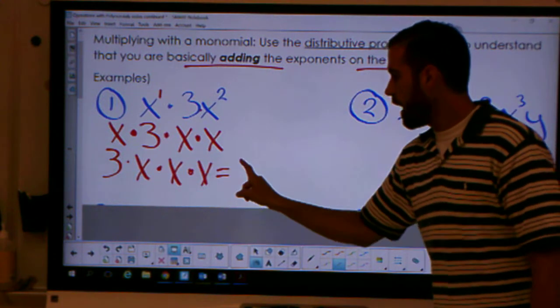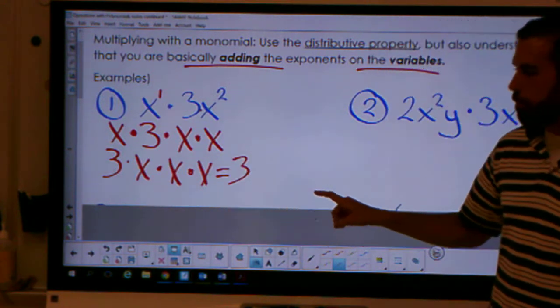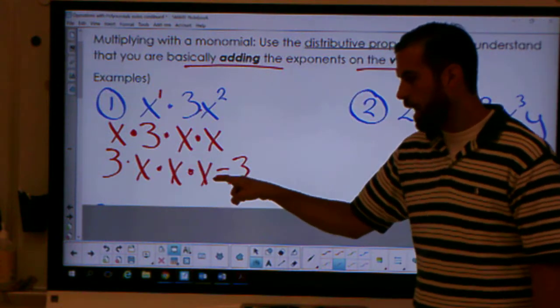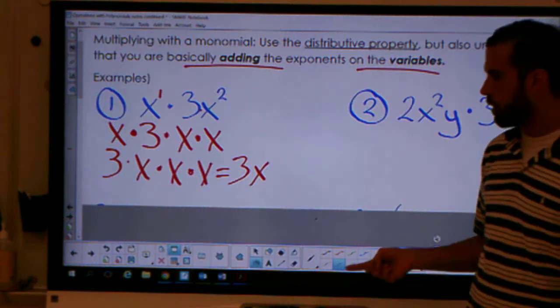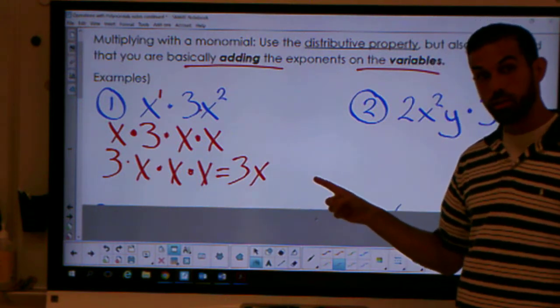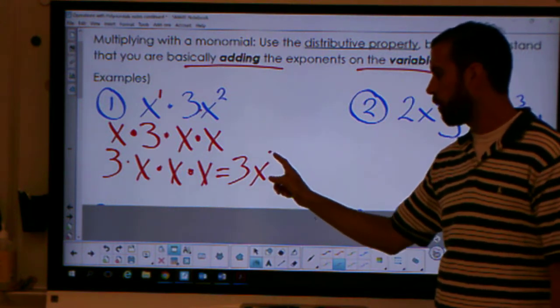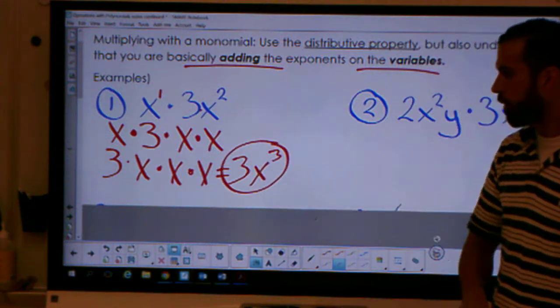The 3 has nothing to multiply with. But we have x, x, x. So I'm not going to write down 3 x's in my answer. I'm going to write down x to the third power. To the third power. Very good. And that's the final answer.